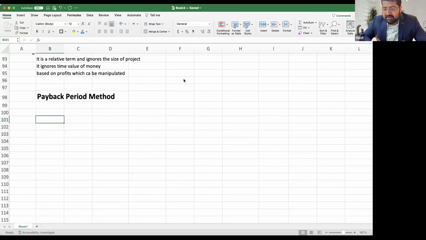Payback period method of investment appraisal. Yes. So students, whenever investment is there, every business wants to know in how much time the original money which I am investing in the business will be recovered. In how much time? Business is concerned with that.